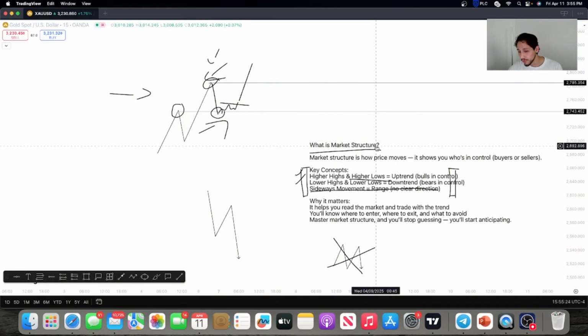And then, what to avoid. The avoid part, we're going to go over in the next lesson, which is understanding the switch structure and the break structure, which tells you, hey, this trend is now invalidated, or this trend is still valid, right? So we're going to cover that in the next lesson.